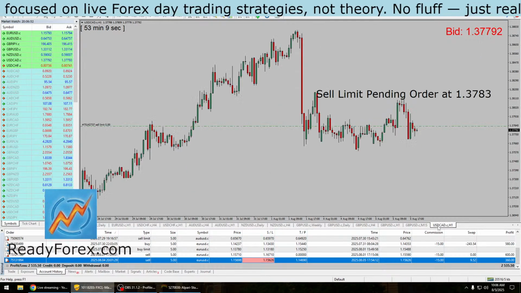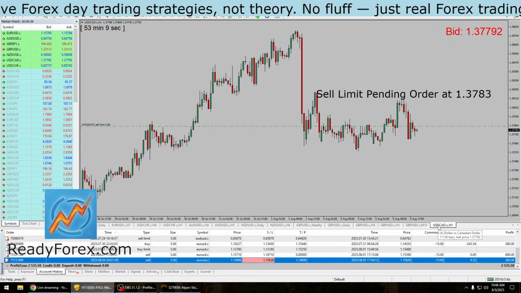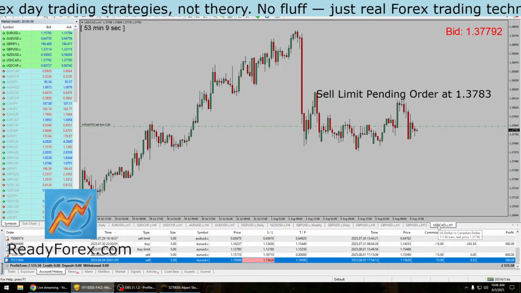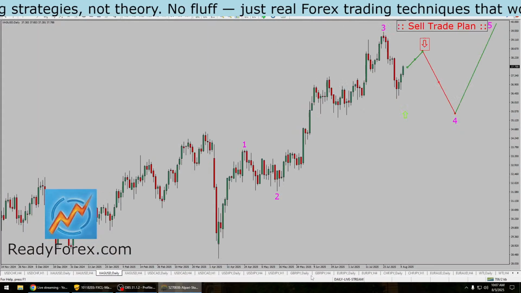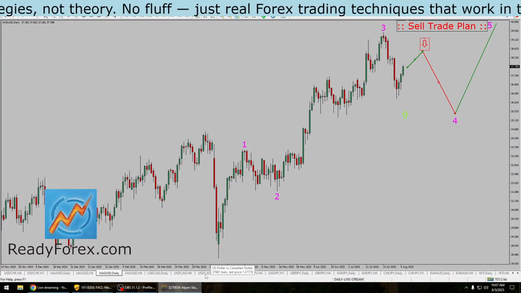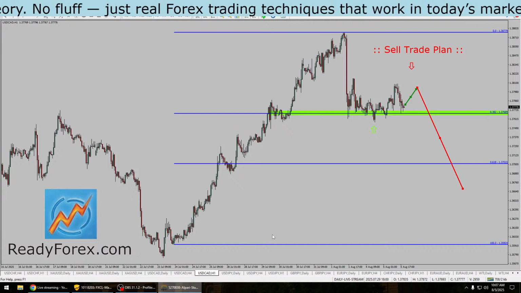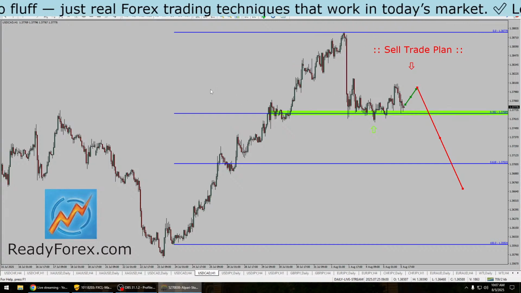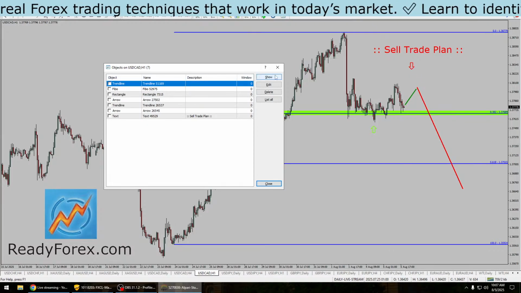So this is the USDCAD scenario. I've placed the sell limit pending order. Let's see if market is going to fill it. Okay, let's go back to the analysis. So this is the sell trade plan inside dollar versus Canadian dollar currency pair.